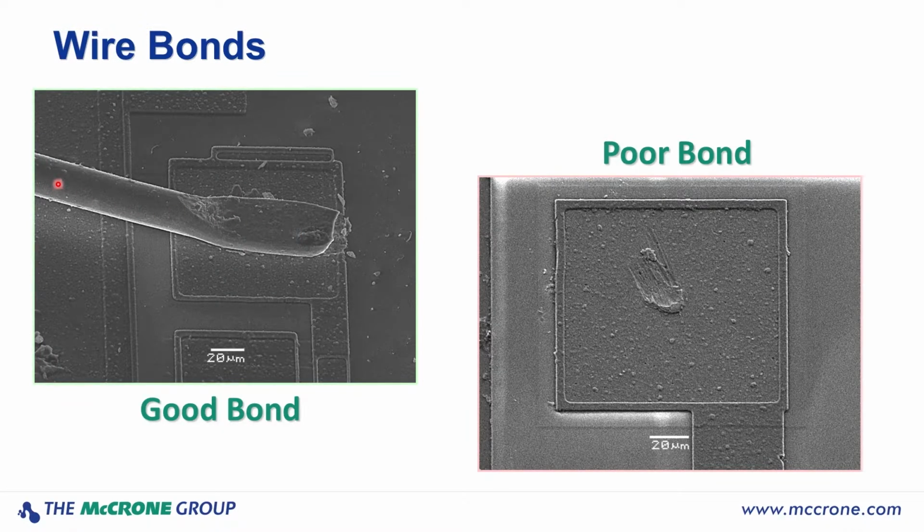So this is a good sample where the pull test passed. The wire was not pulled off the pad after bonding. This is an example of a poor bond where the wire was present after bonding, but during the pull test, it came off the surface. So the question is: is there something different about the surface chemistry of a good sample versus a bad sample that would explain the difference in pull test results and the performance of the wire bond?